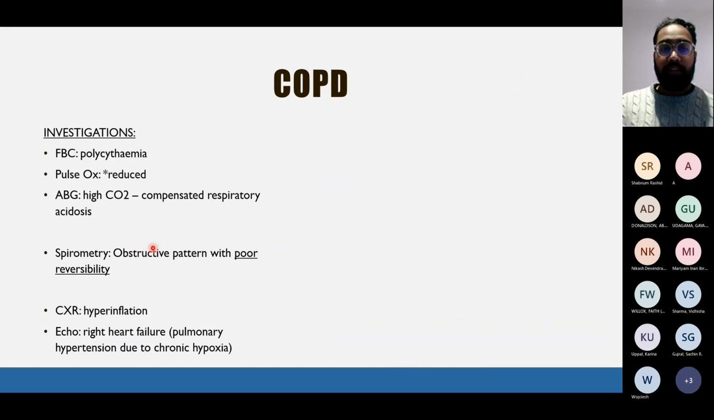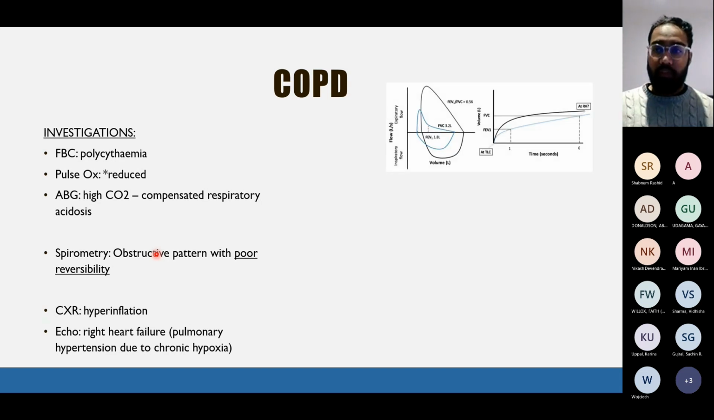Spirometry, you get obstructive pattern again because you're obstructing the air outflow. Obstructive pattern, obstruction of airflow. But this time you don't get reversibility. If you give them salbutamol inhalers, you might get a 2 or 3% improvement, but it's not going to be more than 12% like you have with asthma. It's going to stay relatively obstructed.